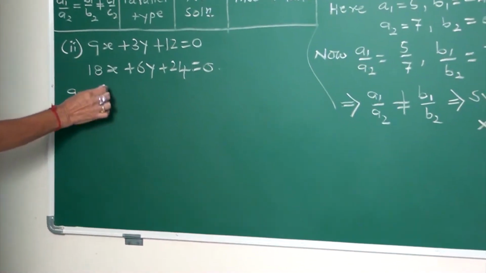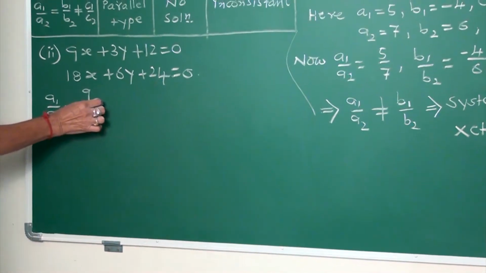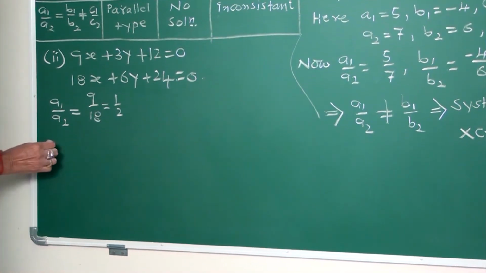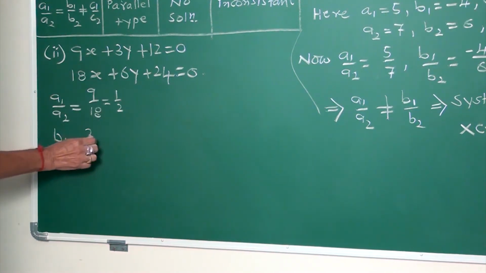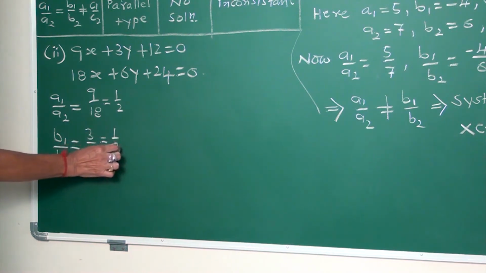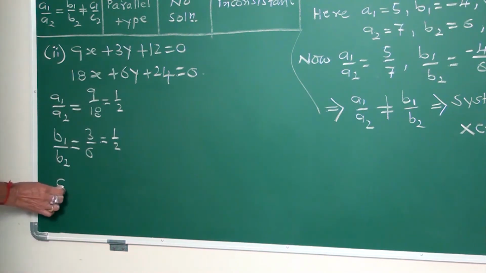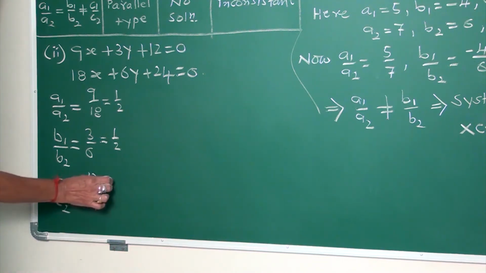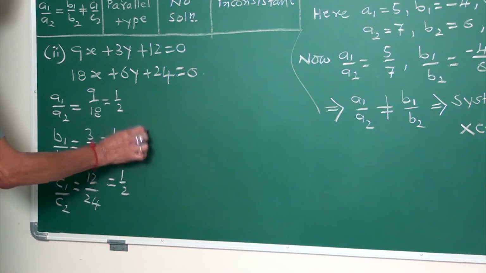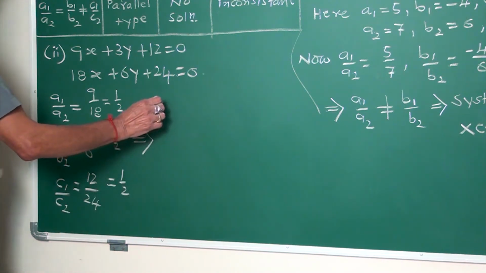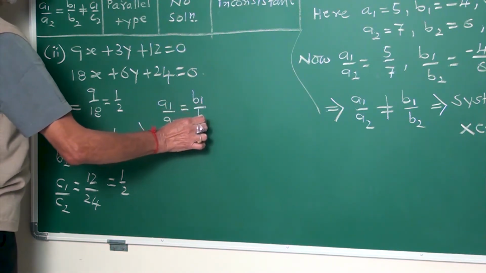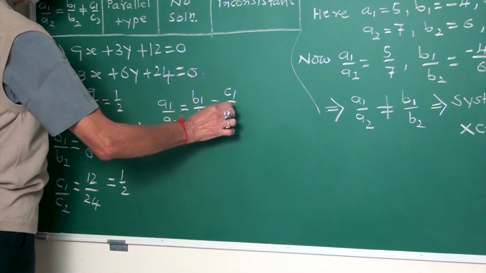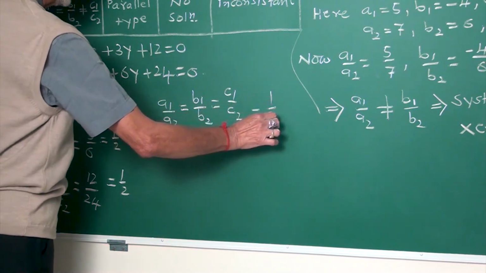Yes. A1 upon A2, 9 by 18. What is it? 1 by 2. B1 upon B2, 3 by 6. 3 by 6 is 1 by 2. Then C1 upon C2, it is 12 upon 24, is also what? 1 by 2. This implies, my friends, A1 upon A2 equal to B1 upon B2 equal to C1 upon C2, and they are all equal to 1 by 2.